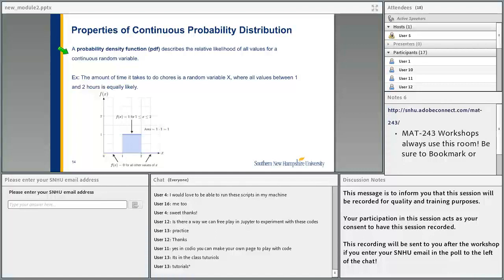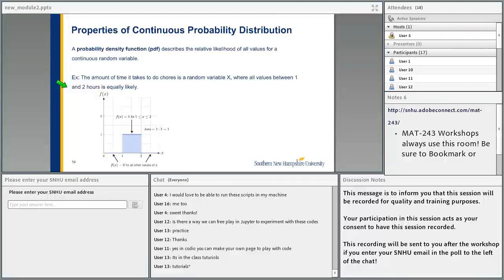So the probability density function is denoted by PDF. It describes the relative likelihood of all values for a continuous random variable. This example is given in Zybooks. The amount of time it takes to do chores is a random variable x where all values between 1 and 2 are equally likely.